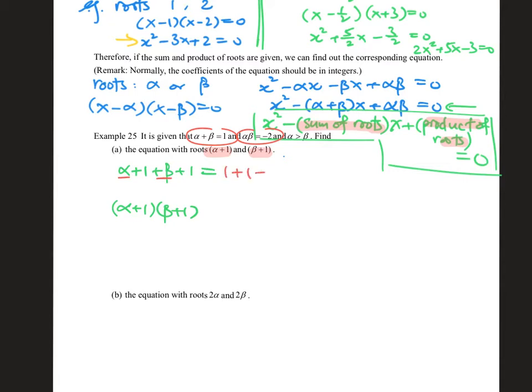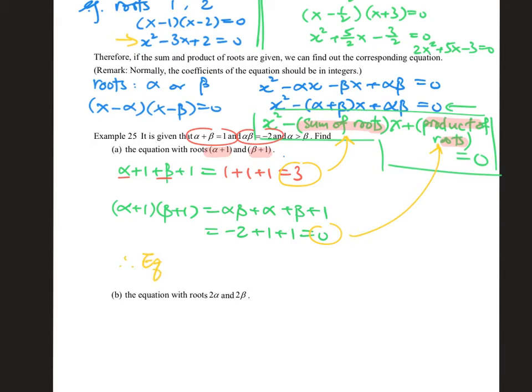So you have 1 plus 1 plus 1, which is 3. The product needs to be expanded, which is alpha beta plus alpha plus beta plus 1, which gives you minus 2 plus 1 plus 1, which is 0. So this is the sum of roots, and this is the product of roots. That's why the equation is x squared minus sum of roots x plus 0 equals 0. If you simplify it, the equation is x squared minus 3x equals 0. This is how we can find the equation.